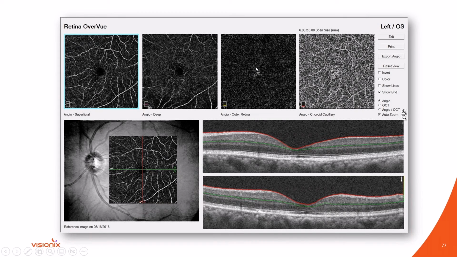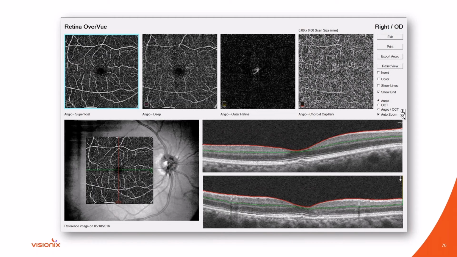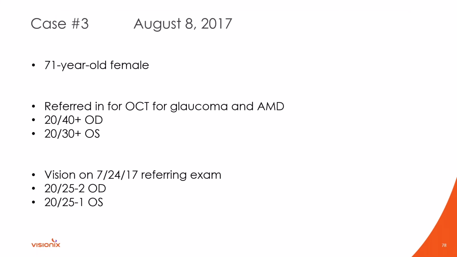But in your decision-making process, should I hold on to this and monitor, or should I refer? I think this takes you from slightly concerned to maybe a little bit more concerned, and let's get a second opinion with that retina specialist in this particular case.